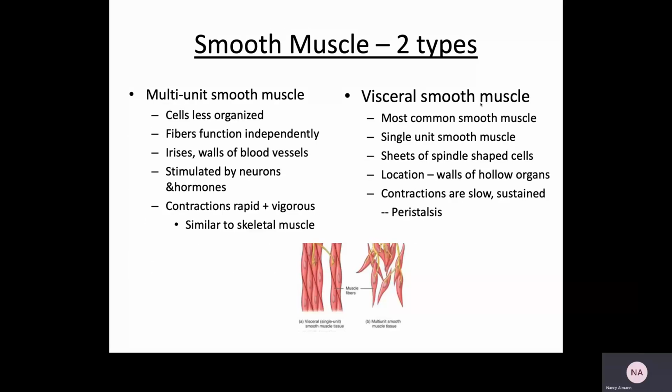We're going to switch gears a little bit and talk about smooth muscle. There are two types, the multi-unit smooth muscle and the visceral smooth muscle. The multi-unit smooth muscle, the cells are going to be relatively disorganized, and you can see that in the diagram, the picture on the right. The fibers are going to function independently.